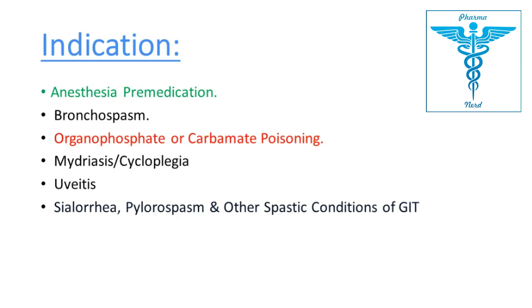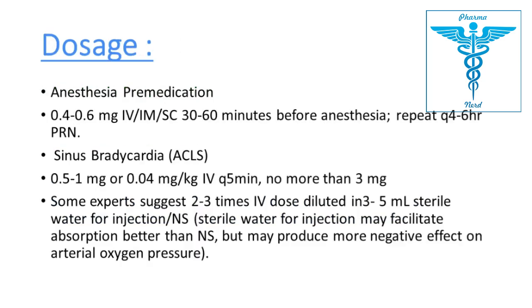Indications: anesthesia premedication, bronchospasm, organophosphate and carbamate poisoning, mydriasis, cycloplegia, uveitis, ptyalism, pylorospasm and other spastic conditions of the GIT. Dosage: anesthesia premedication, 0.4 to 0.6 mg IV, IM, or subcutaneous, 30 to 60 minutes before anesthesia, repeated every 4 to 6 hours as required.